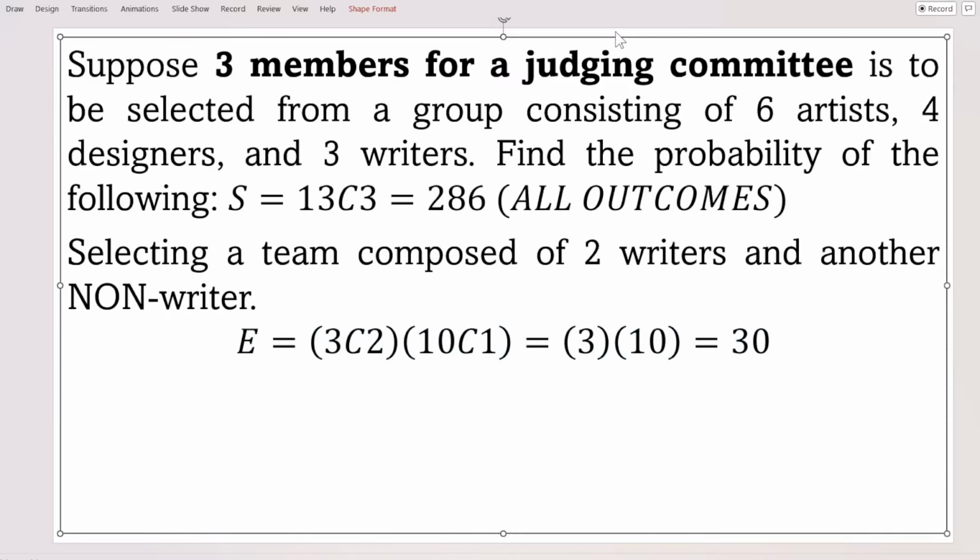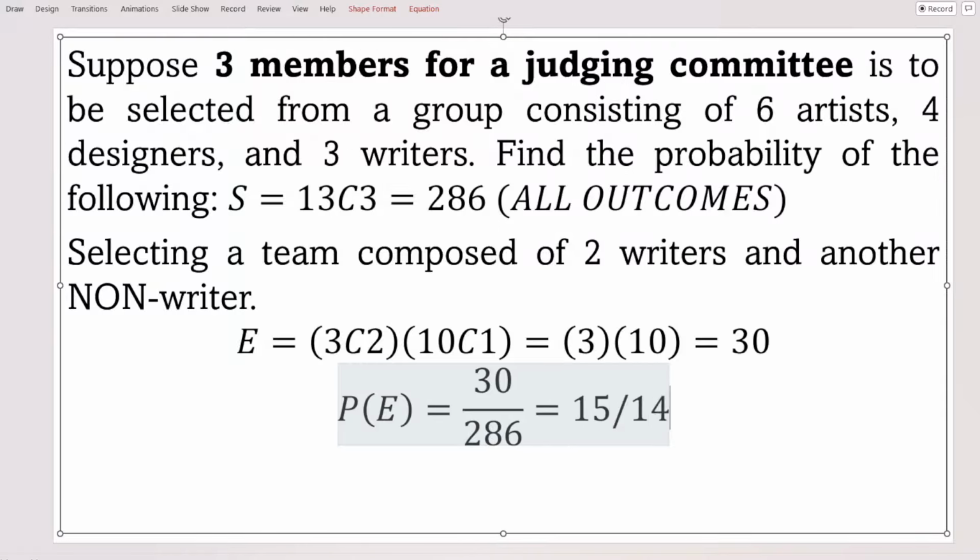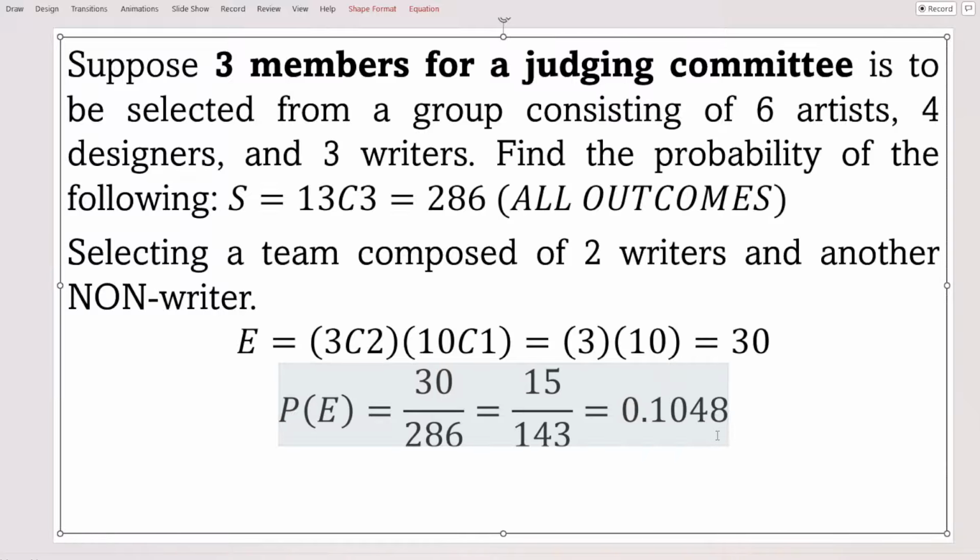And finally, we get the probability of E, which is just 30 divided by all the possible outcomes, 286. Okay, so putting this into a fraction, the lowest term for this one, okay, it is 15 over 143. In decimal, it will look like this, 0.1049. Okay, so that is the probability of getting a team of two writers and another one which is a non-writer. Okay, so that is the answer to that problem. And that ends this slide.